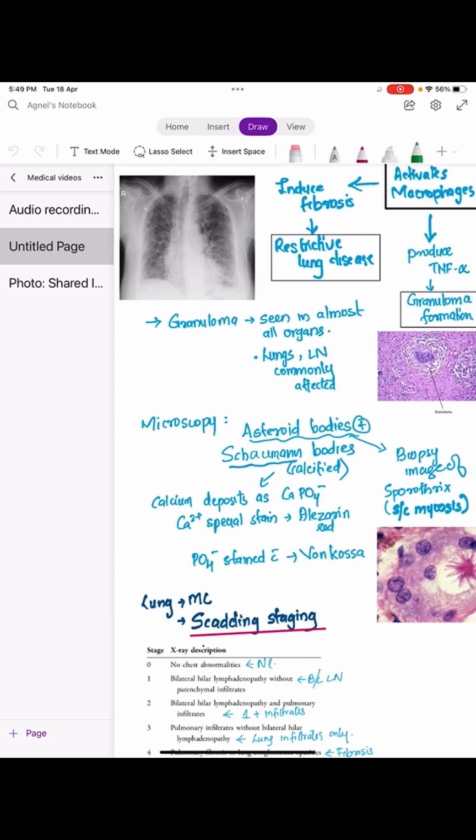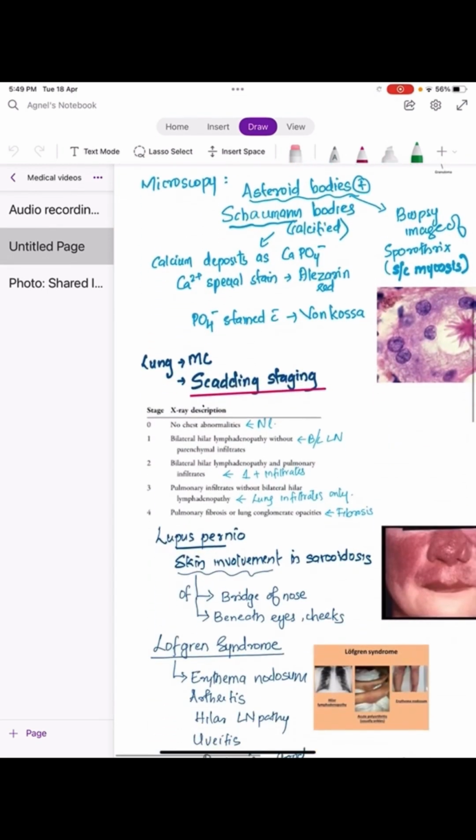So Schaumann bodies are calcified bodies, and the calcium deposits as calcium phosphate. This calcium is stained with alizarin red and phosphate is stained with von Kossa. Lung is most commonly affected and the staging is called Scadding staging.